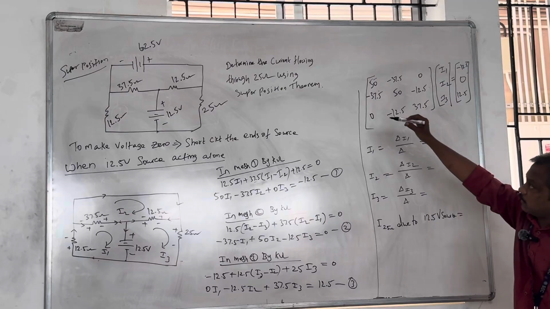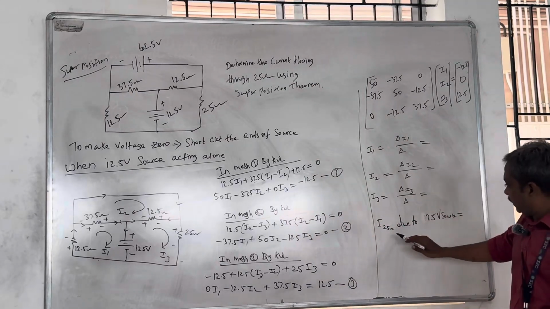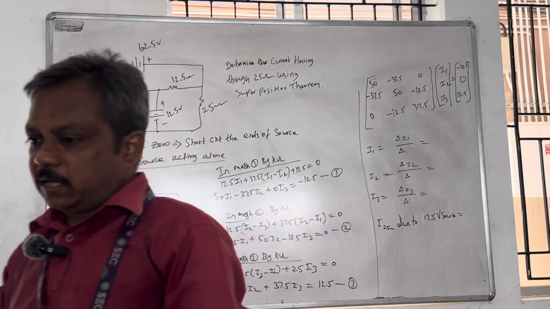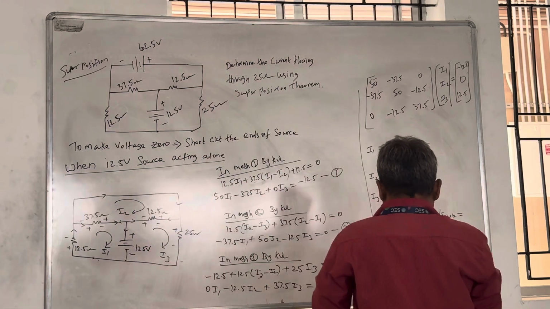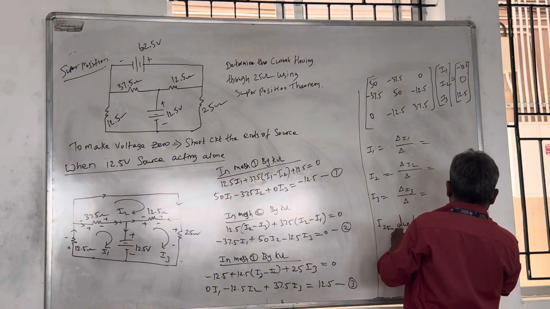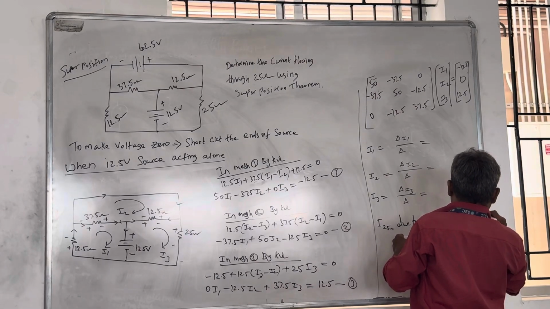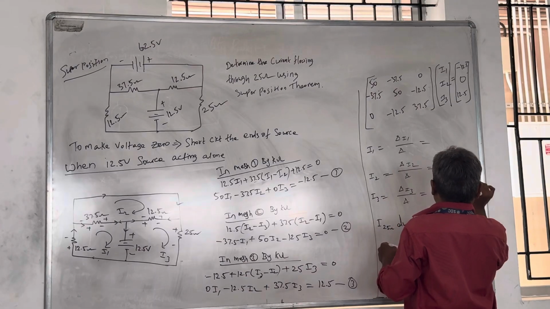Actually, they are asking for the current flowing through the 25 ohm. Now, we are finding the current due to the 12.5 volt source. The answer I have is 0.2353 ampere. You verify.